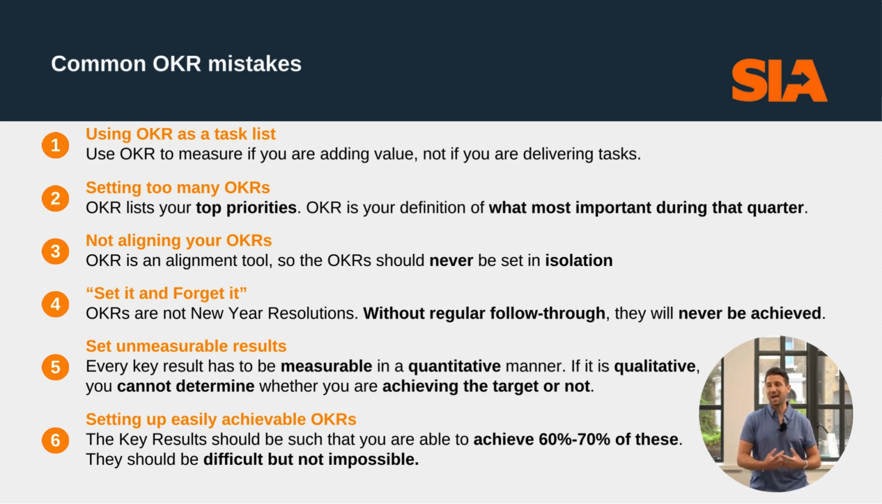Last two then, we want to go in and we want to set measurable results. So we don't want to set unmeasurable results. Every key result needs to be something that we can go in and measure in a quantitative manner. And finally, we don't want to set up OKRs that are easily achievable, that we can just tick off the list and say we did that. We want to set OKRs that are stretch targets that we need to really strive for, and generally we should be able to actually achieve 60 or 70% of these.